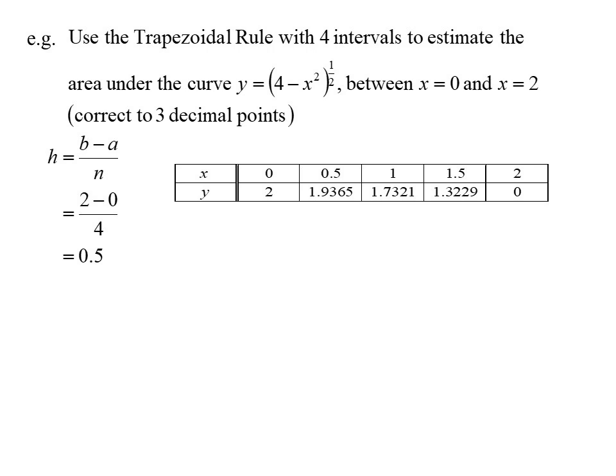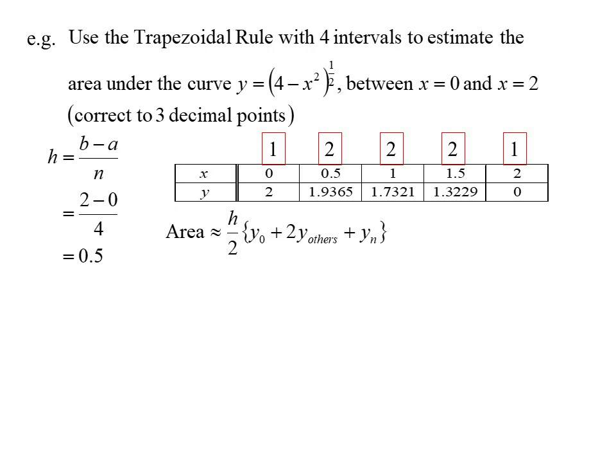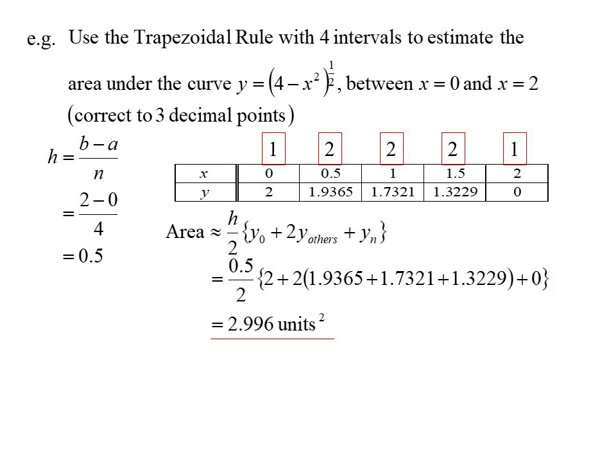So I've taken it to 4 decimal places. There's my lovely formula. Another thing I like to do is just on top I go, right, I'm going to do 1 times the end one and then 2 times all the ones in the middle, just to remind me, yep, okay, these are the ones I'm multiplying by 2, these are the ones I'm multiplying by 1. So I'll substitute all that in, and I get 2.996.